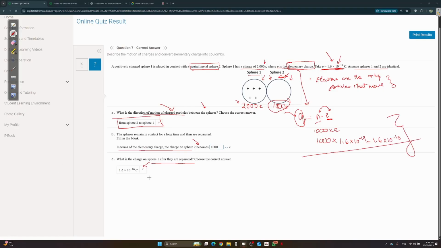Alright, so basically we said the charge on sphere 2 and sphere 1 are both equal after they touch for a long time. So sphere 1 will also have 1000 electrons, correct? So what will the charge be if it's 1000 electrons? All you have to do is just multiply the number by the E, which is always going to be given. Got it?